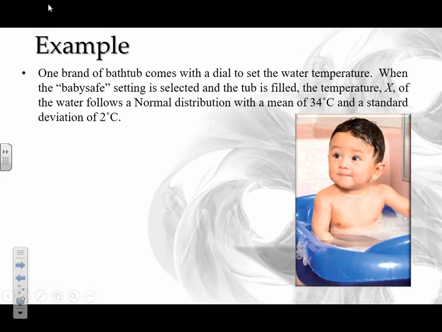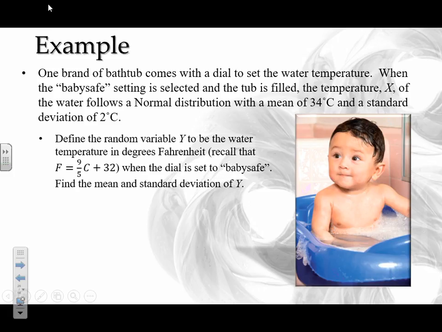When we read temperatures, we do it in Fahrenheit. So this 34 degrees Celsius and this 2 degrees Celsius doesn't mean a whole lot to us because we don't work with it a lot, right? So let's define a second random variable, call it y. Variable y is going to take our distribution in Celsius and convert it to a distribution using Fahrenheit, something we do know how to relate to.